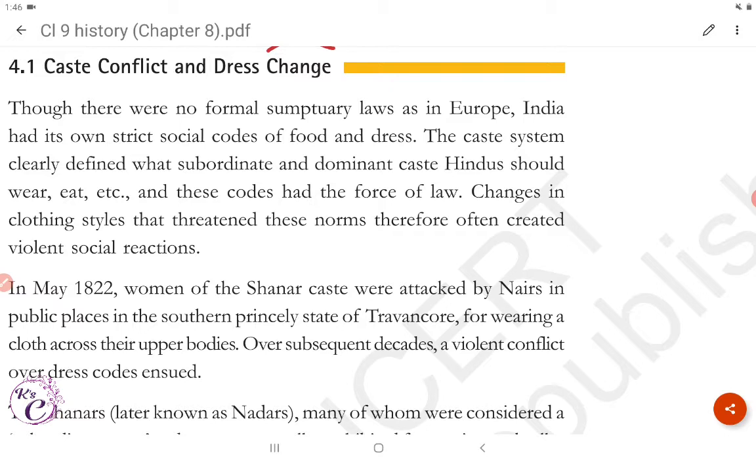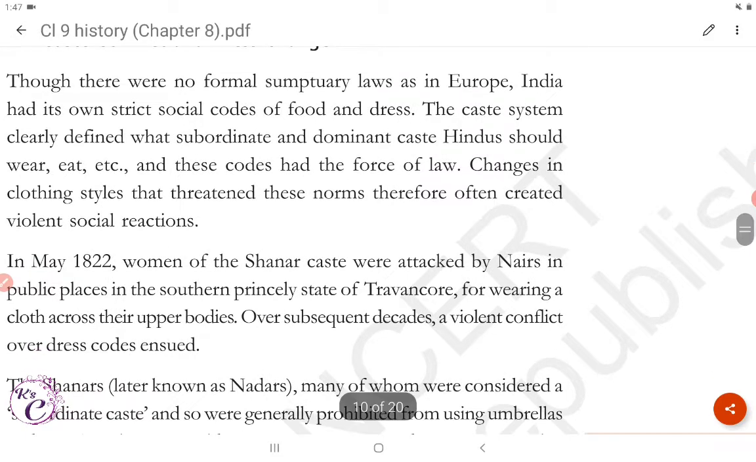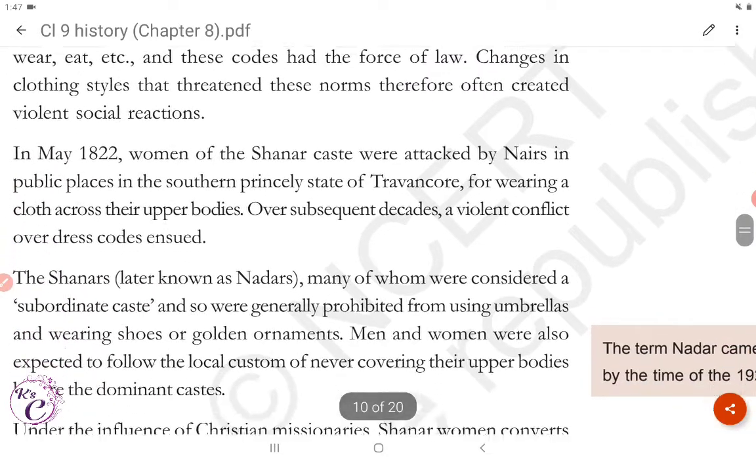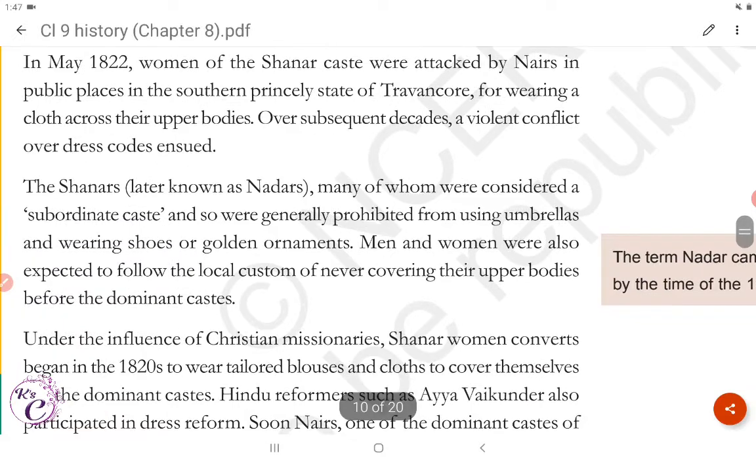In May 1822, women of the Shanar caste were attacked by Nairs in public places in the southern princely state of Travancore for wearing a cloth across their upper bodies. Over subsequent decades, a violent conflict over dress codes ensued.